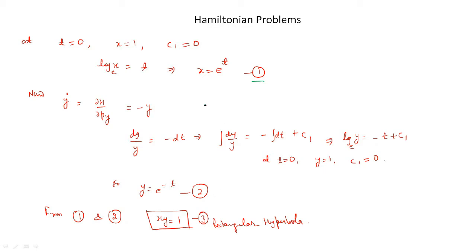Now if we multiply equation number 1 and 2, then we can see that xy is equal to 1, which is the equation of a rectangular hyperbola.